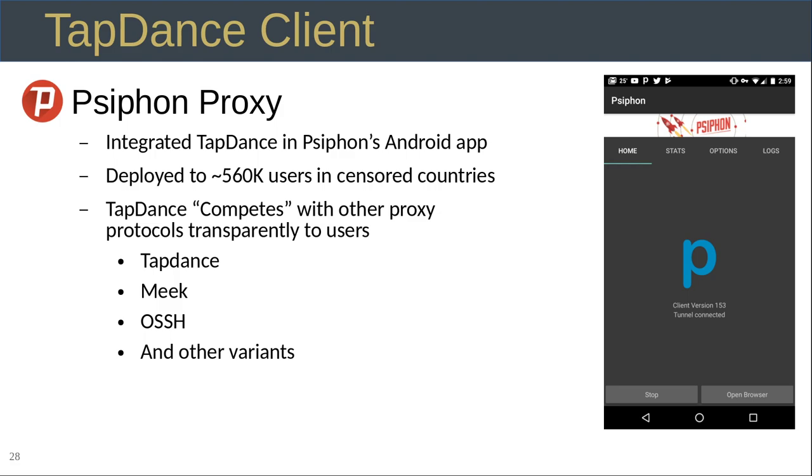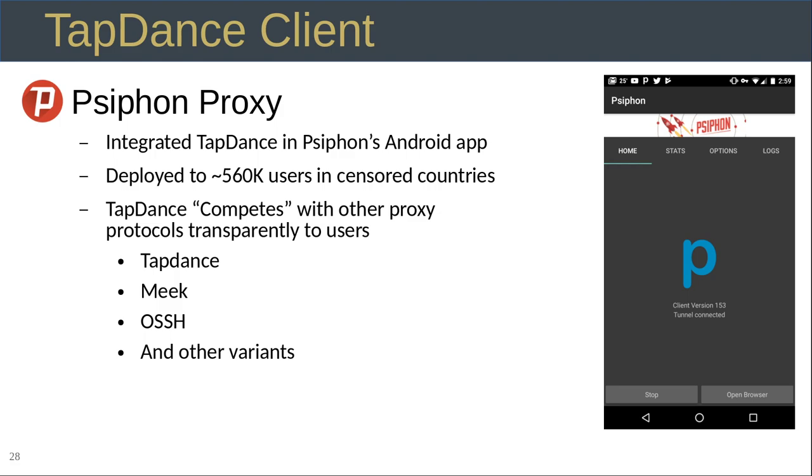Now the way that Psiphon works, they actually connect to a number of proxy transports in parallel, such that the one that connects fastest or is most performant is used by the client. In this way, TapDance competes with the other proxies and supports them should any of the others be blocked. Some of these other proxies include things like Meek, which is a domain fronting protocol, and obfuscated SSH, which is a randomizing direct protocol.